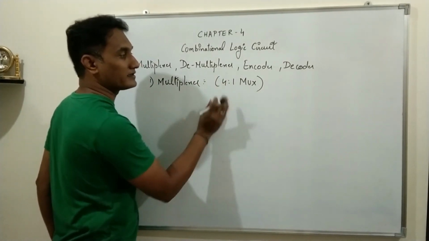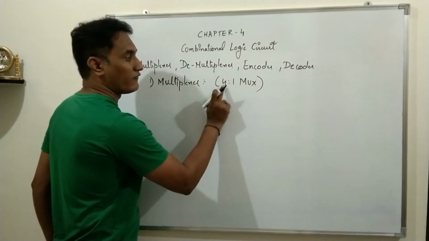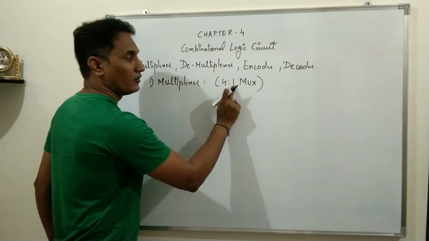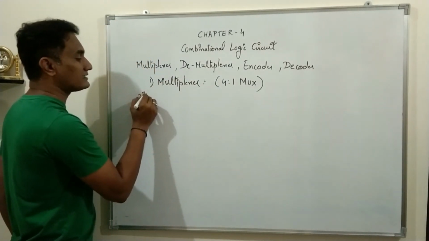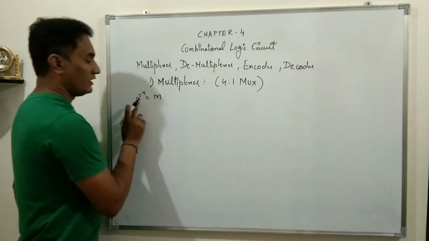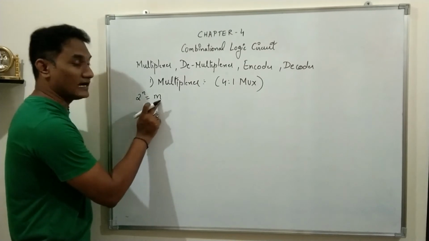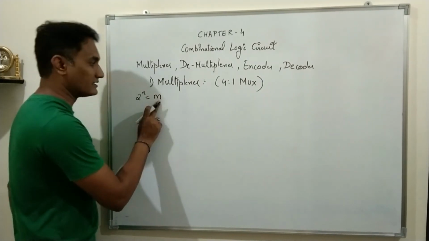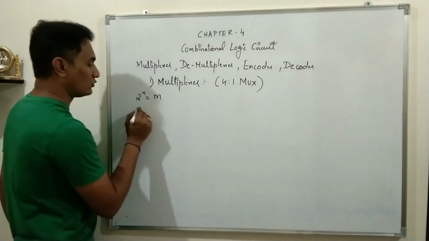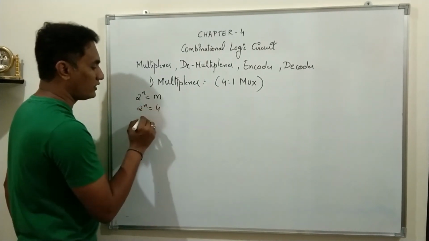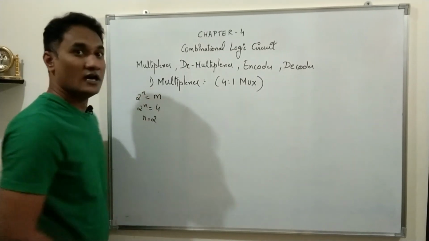So now what is the basic idea behind this? This multiplexer will have 4 inputs and 1 output. And what is the relationship between the number of select lines and the number of inputs? We know 2 raised to power n is equal to m, where n is the number of select lines and m is the number of input lines. We are given 4 input lines, so 2 raised to power n is equal to 4, so n is equal to 2. These calculations have to be understood first.